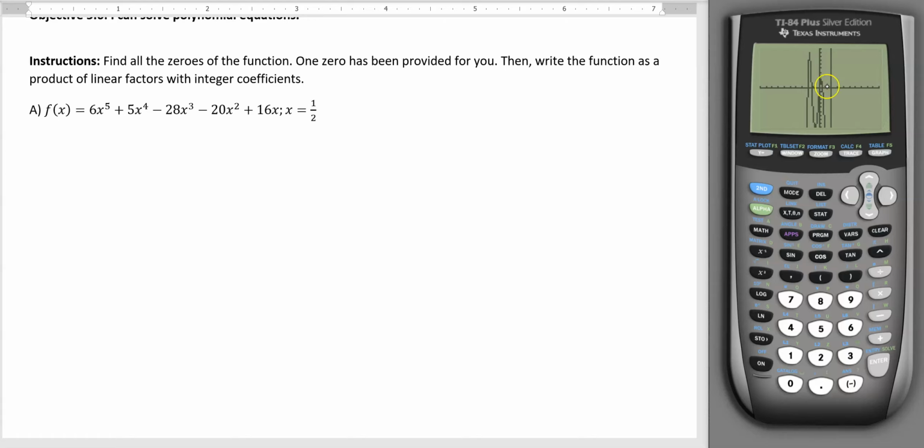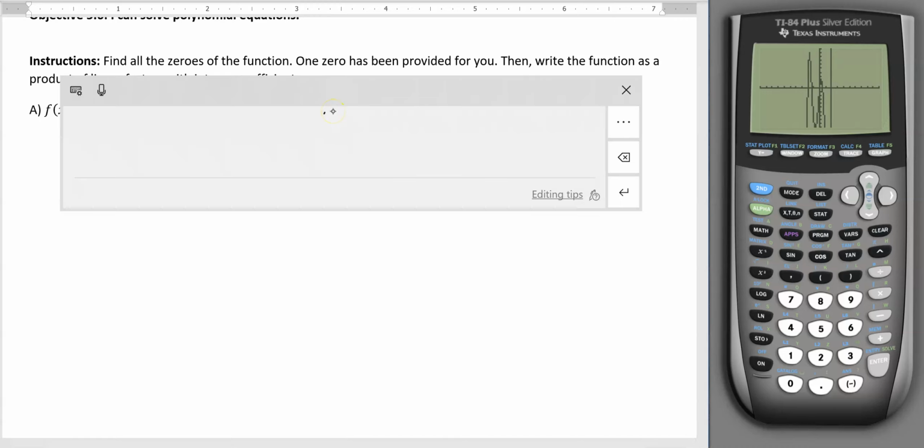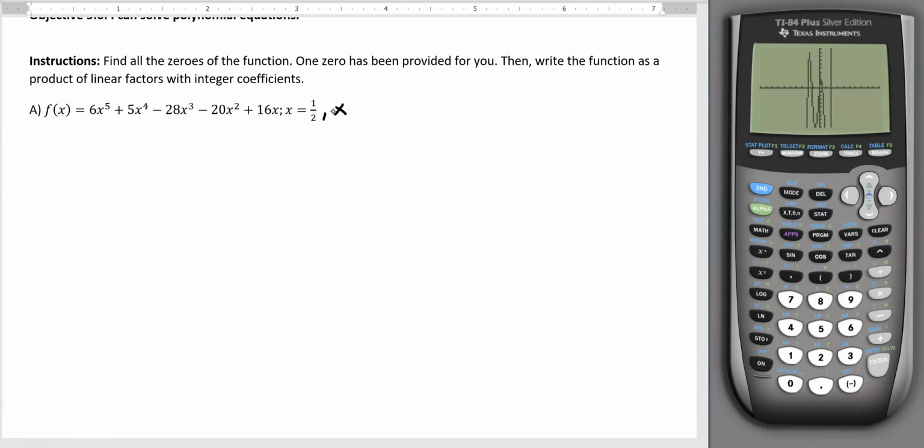So the first thing I notice is we don't have a constant here. That means x is a factor for all of these terms. So in addition to x equals 1/2, I also know that x equals 0, because I don't have a plus c here. X is a common factor for all of these terms. So if x equals 1/2, let's build off that factor. That would be the factor 2x minus 1, right?